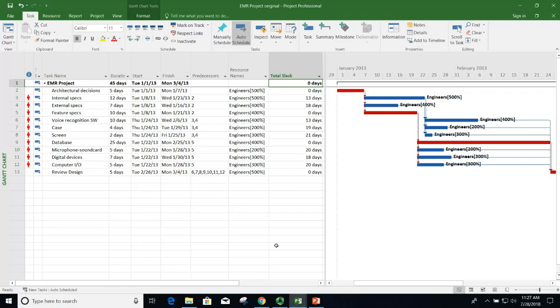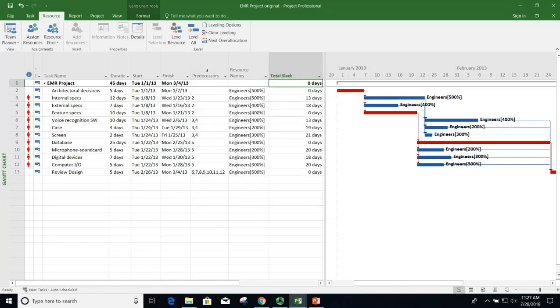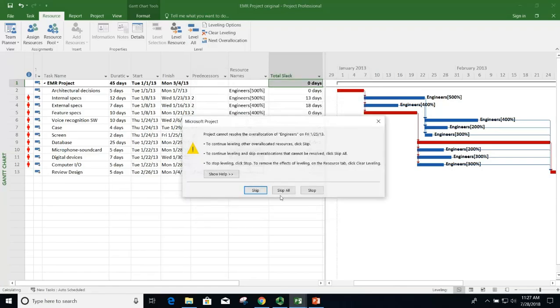Can I move things around and still keep this to 45 days? So let's try that. Remember, we go to resource, level in options. I want to level with an available slack, and let's see what happens. Level all. It says it can't do it. But look at all the reds over here. I don't even know how many that is. Quite a few reds, right?